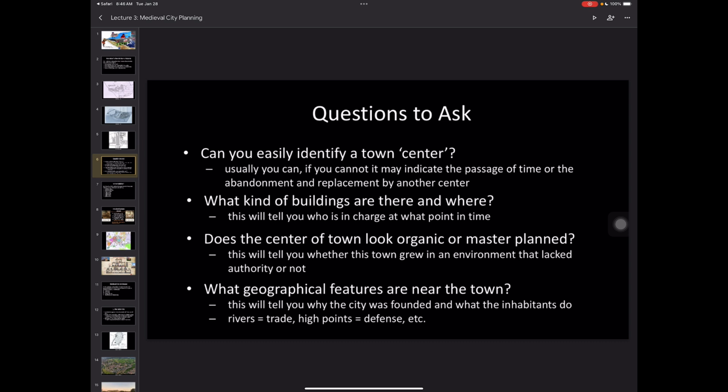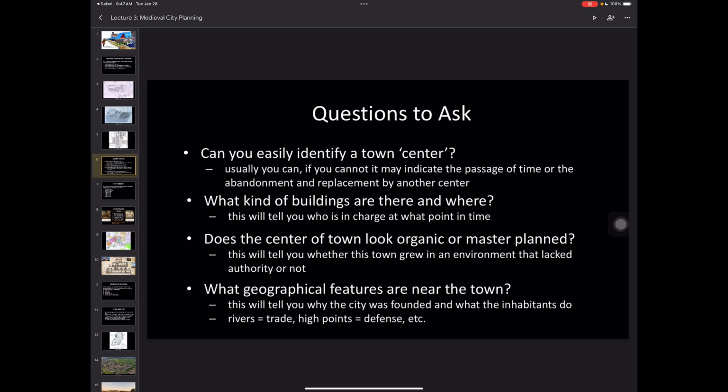The third thing, does the center of the town look organic or does it look master planned? Because that's going to tell us if it kind of sprang up in an environment that had authority or in an environment that did not. So what do I mean by that? If you have a town that grew out organically, it probably started out as a really small group of farmers or really small alliance of merchants, and they're not always going to be focused on planning or architecture, right? So they're just going to start making streets wherever it's most convenient. And so it's going to generate a very organic looking plan, which is usually what we see in Europe.